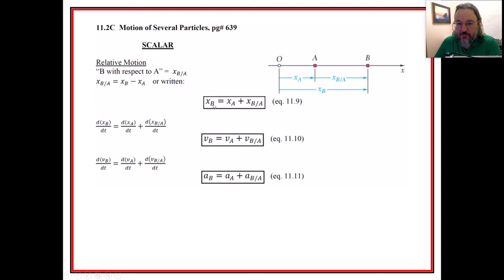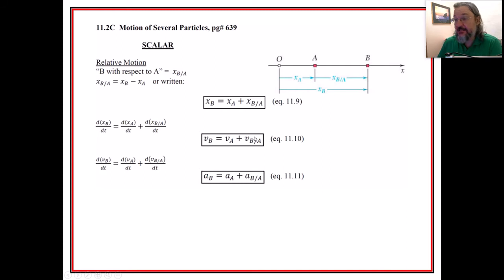There are a couple of important things to note here. It's almost like subscript math. We need A, and we have this position where here's A, and then this is with respect to A, and that's going to get us B. If we take the time derivative of equation 11.9, we end up with equation 11.10, because if these things aren't changing with respect to time, then we have the velocity. The velocity of B is equal to the velocity of A plus the velocity of B with respect to A.